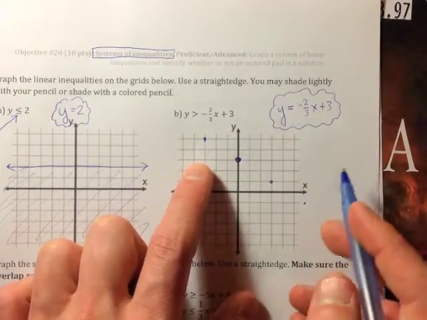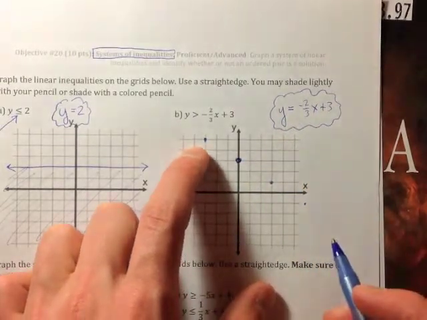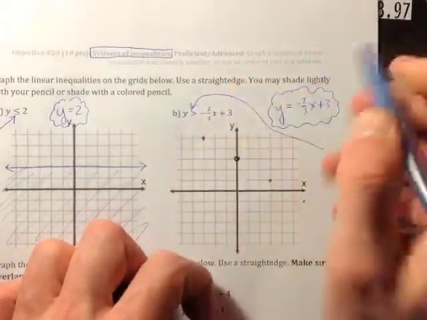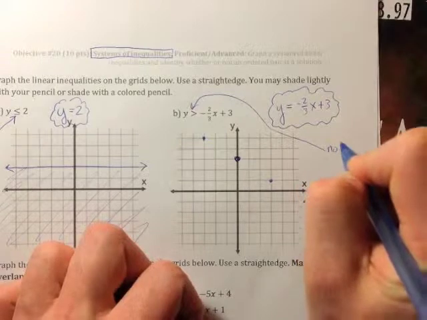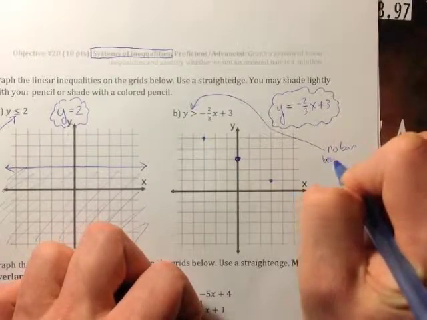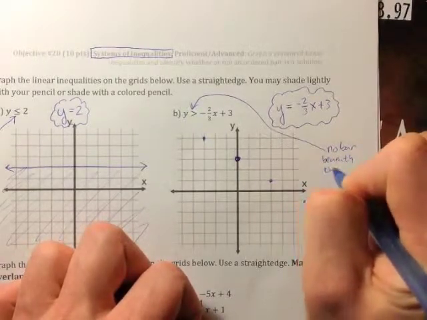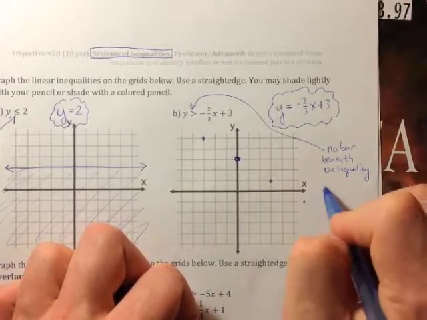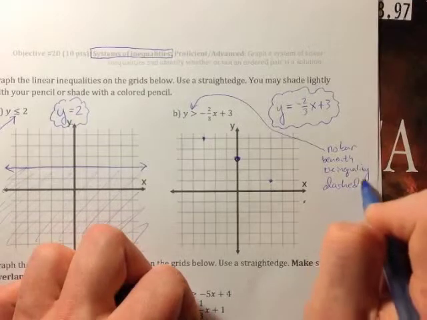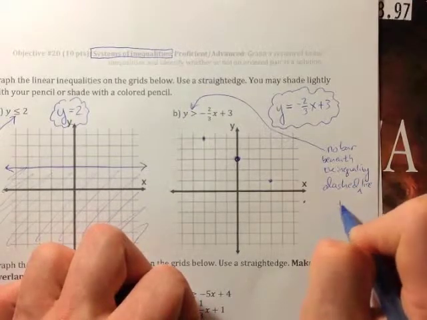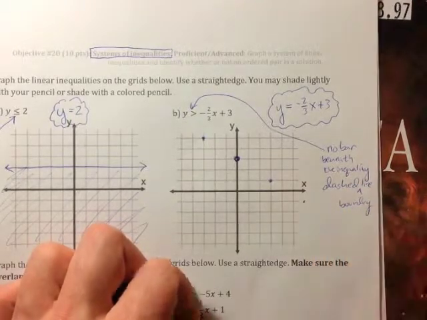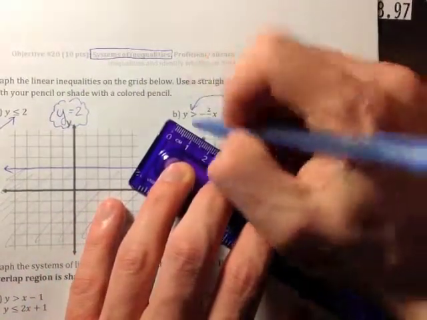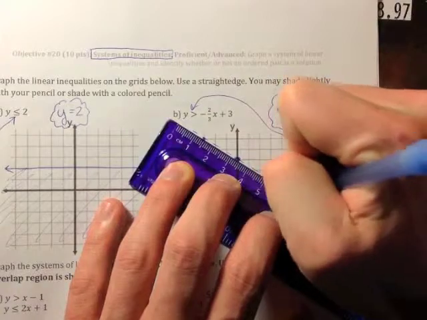Now, do we make it a solid line or a dashed line? Well, here there is no bar beneath the inequality sign. That means that we make a dashed line, a dashed boundary line. Okay? So the boundary line is going to be dashed.